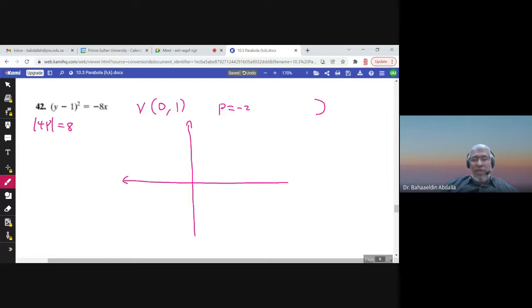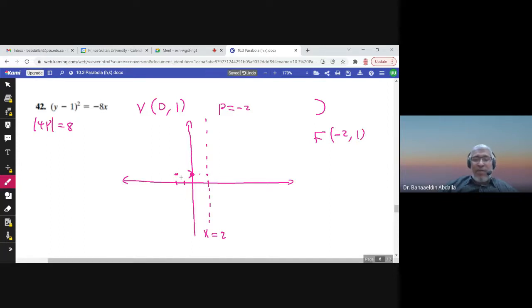Now I can sketch the graph. (0, 1), this is the vertex. It opens to the left. The absolute value of p is 2. So I go 2 units to the right, and this is the directrix. And 2 units to the left, and this is the focus. Coordinates of the focus: x coordinate is -2, y coordinate is 1.